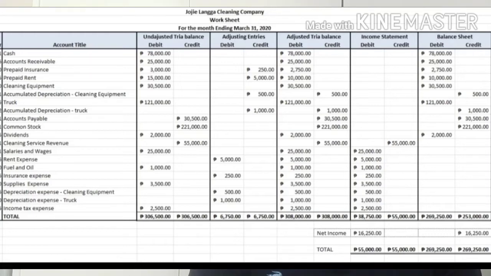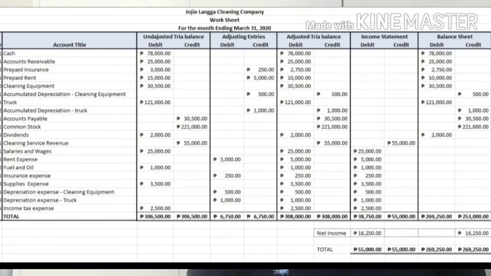Supplies expense 3,500. Depreciation expense 500. Depreciation expense, truck, 1,000, and income tax expense. So the total debit is 308,000 in the adjusted trial balance, and we also have the same balance in the credit, 308,000. So our adjusted trial balance is correct.